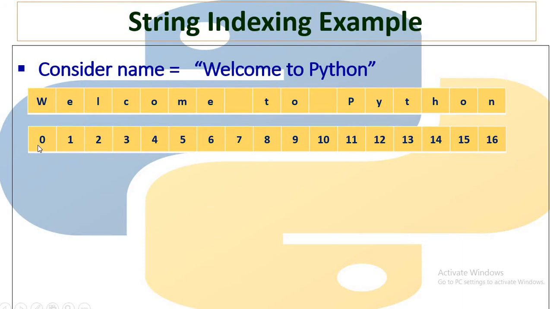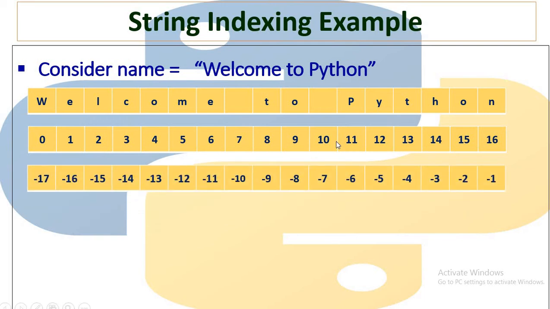So remember, the position of a string will always start from 0 if you look from the left side, and will always start from -1 if we look at it from the right side. So you are free to use any indexing method, any position method. You can use positive indexing or you can use negative indexing. The choice is yours.